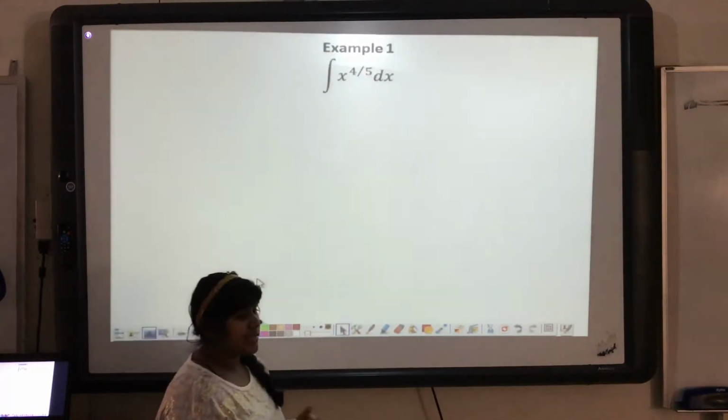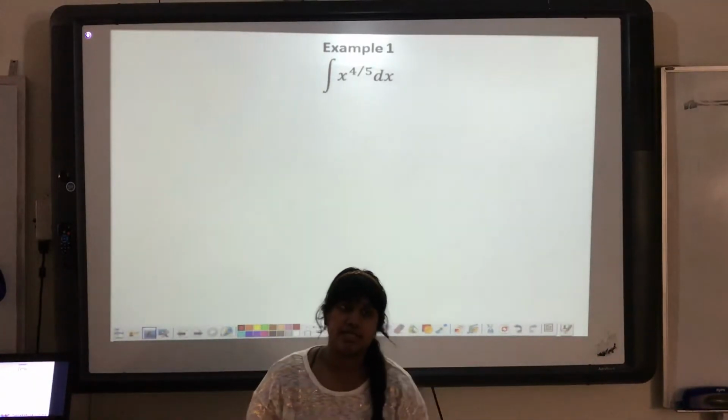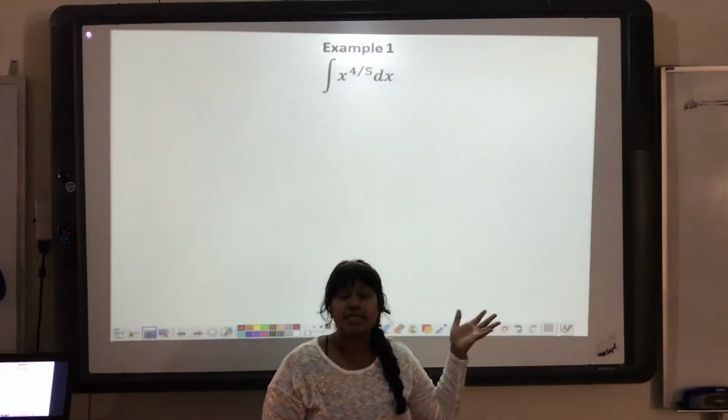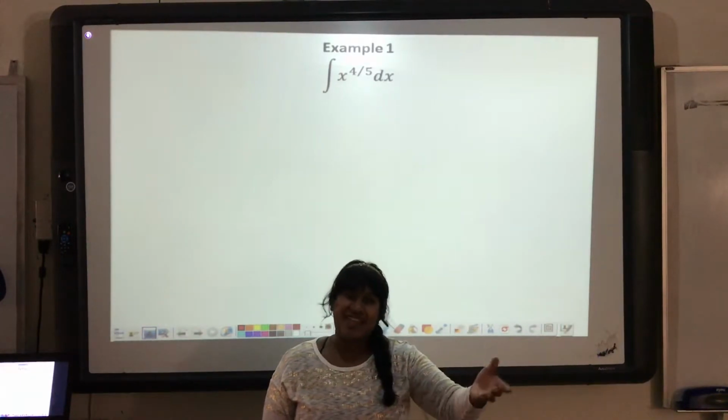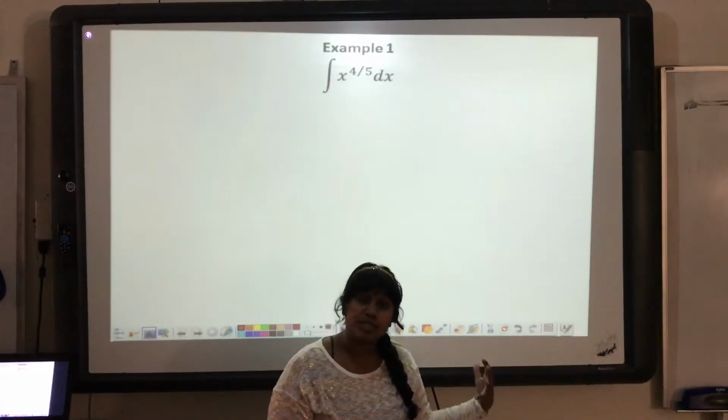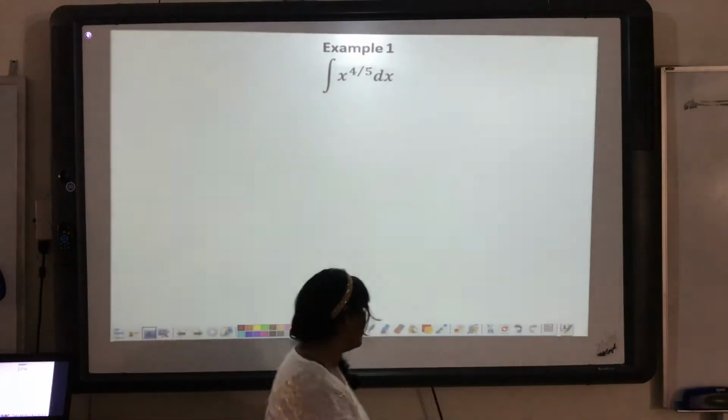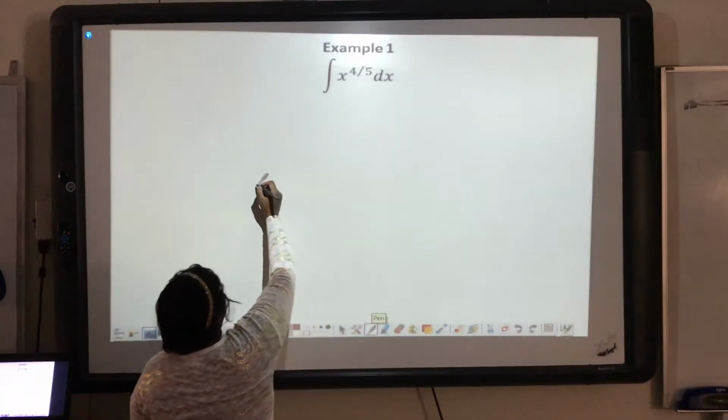So let's look at another example. But before we continue on to these examples, today's lesson isn't going to be difficult with the calculus. Today's lesson, you guys face some problems with the algebra. So let's do a tiny bit of algebra review.